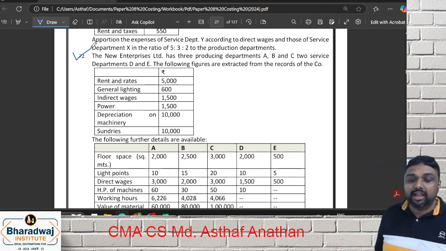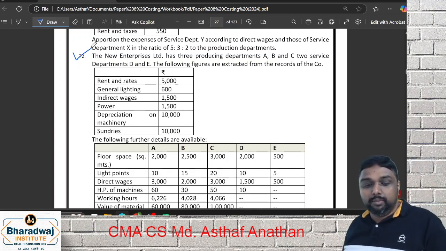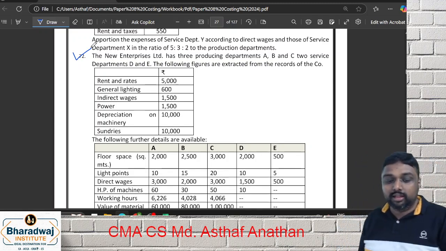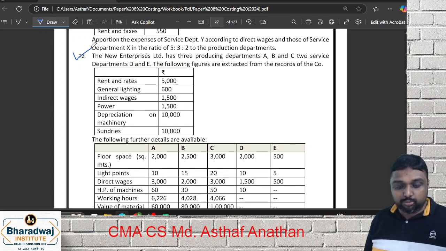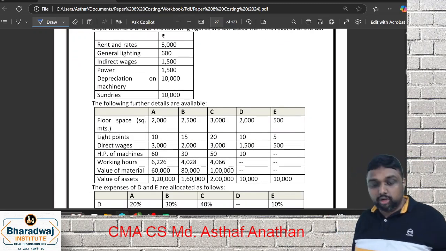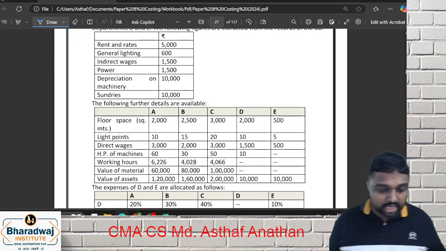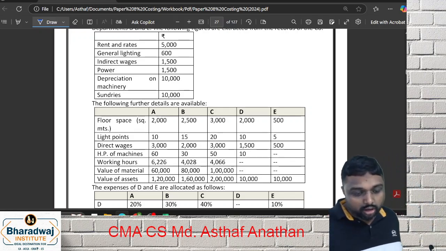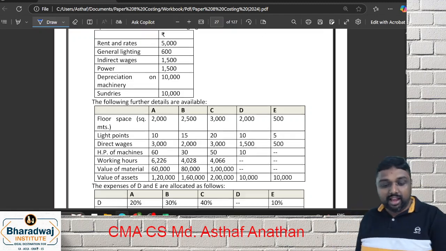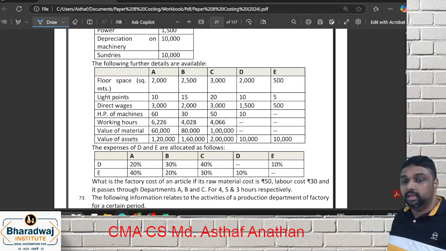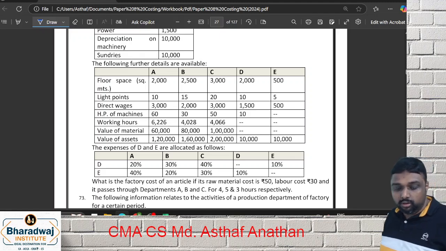So the new enterprise has three production departments A, B, C and two service departments D and E. The following are their rent, lighting, indirect wage, power, depreciation, sundry, and they are given the details: floor space, light point, direct wage, HP, working hours, everything is given. Then value of material and value of assets. Then we have A, B, C, D, E. Correct or not? So we'll start it.